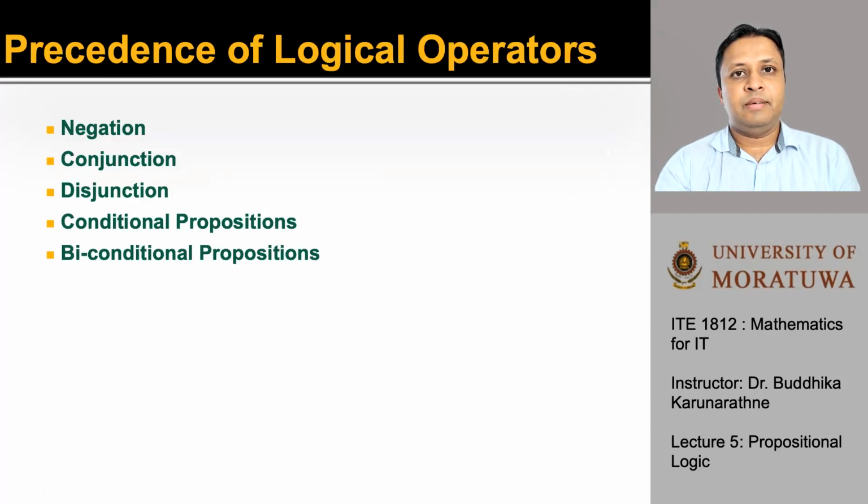Lastly, we point out the precedence of logical operators, because now you have learned about several logical operators which are connected with the propositions. When you have to apply them together, which one takes priority? This is the order from what we have discussed: negation, conjunction, disjunction, conditional propositions, and then finally biconditional propositions. So this is the order of the logical operators.